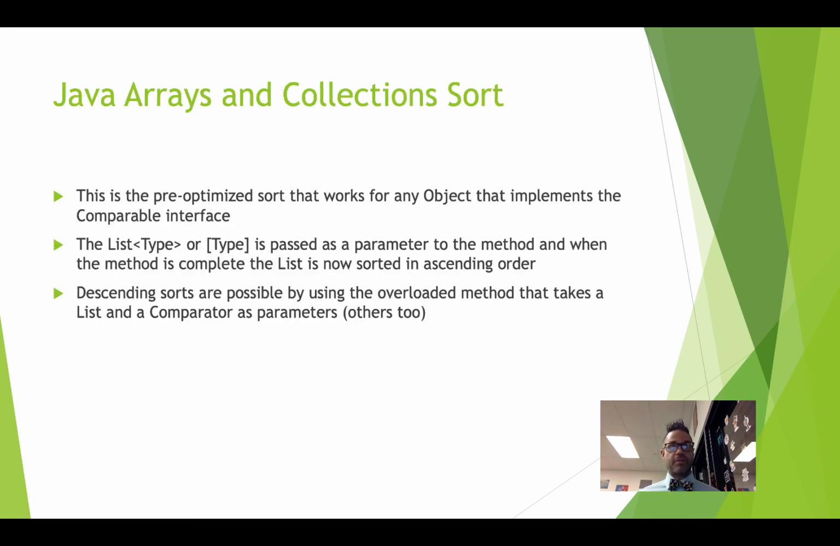The next thing we have, the amazing power of the Comparable interface, is that we now have the ability to use the built-in sorting features that exist inside the Java language. Inside Java's Arrays class and the Collections class, we have sort methods that can already do all of our amazing, really efficient, highly optimized sorts for us using the magic power of an adapted TimSort. So the pre-optimized TimSort that works for any object that implements the Comparable interface will work using Arrays.sort or Collections.sort, and we can pass it an array or a list of any object of a type that is Comparable. And so the list of the type or the type square bracket array that is passed as a parameter to the associated sort method will then be returned as a sorted value.